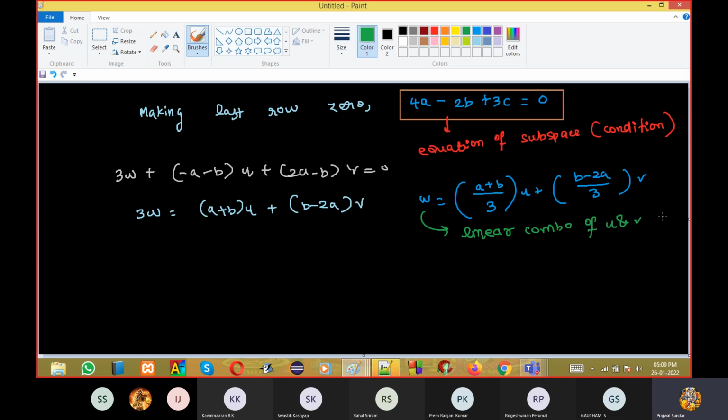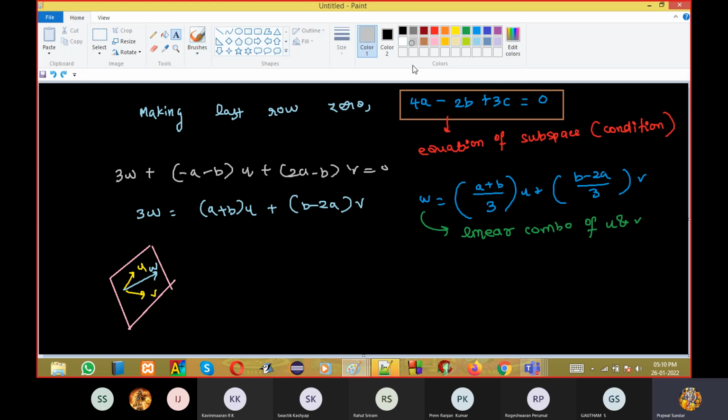Meaning I can write the w vector as a linear combination of these two. So this is also why. If this is the equation of the plane, these two, u vector and v vector, are spanning the full plane. If you're able to write w as a linear combination of u and v, then w will also be in the same plane as u and v. Any doubt on this?